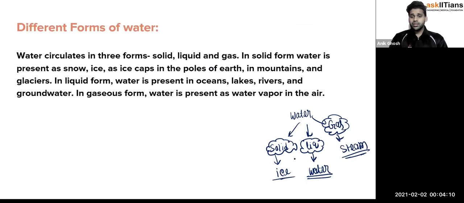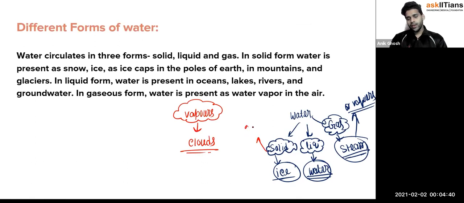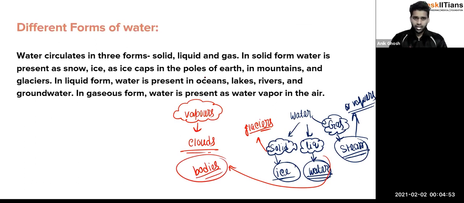Now, water can be anywhere in these three forms. In the form of water vapors, you find them in the clouds. In the form of solid, you find them in the glaciers. In the form of liquid, you find them in different types of water bodies. In the poles, inside the mountains, and everywhere in the glaciers, you see water as a solid. In liquid form, water is present in the oceans, the lakes, the rivers, all the water bodies, and also as groundwater.